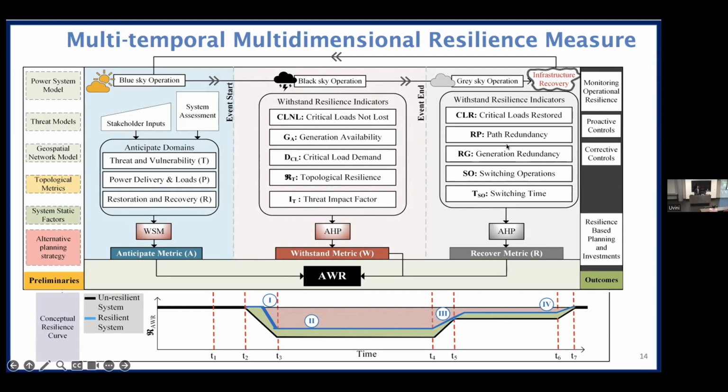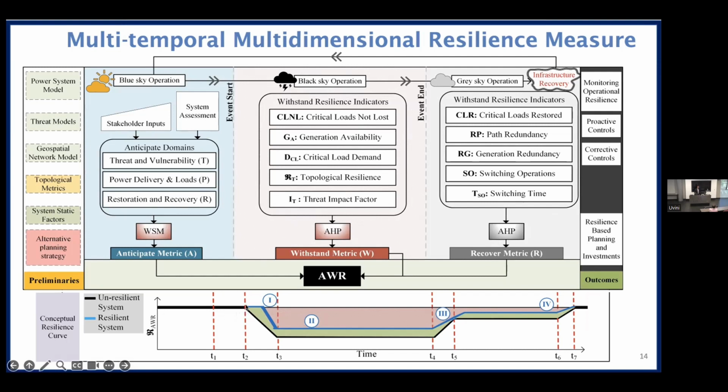And then the same thing for gray sky, where we're talking about recover or restoration, that depends on the switching operations that we have. For a critical load, how many different paths I can reach it by, so that we can close one and then supply the power. All these things, the switching operations and the sequence of switching operations, are again combined with AHP to give me the recovery metric.